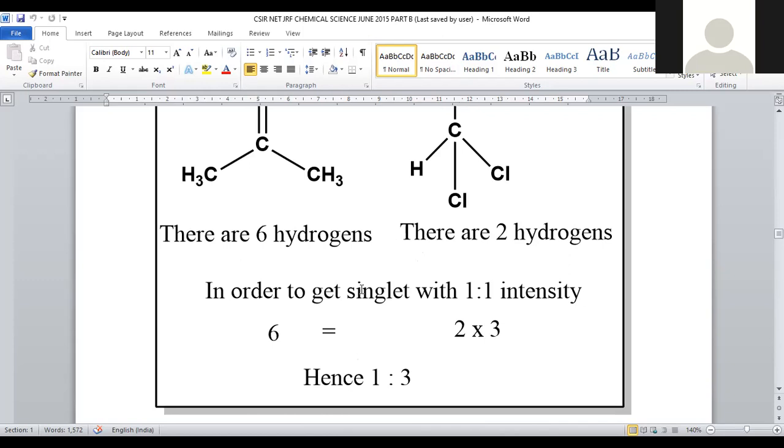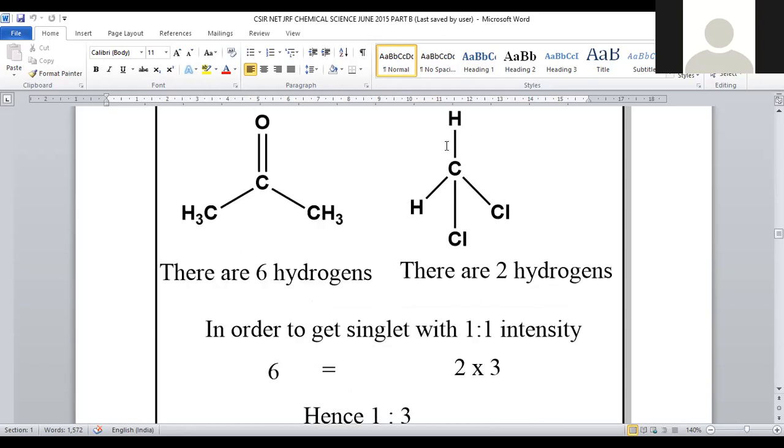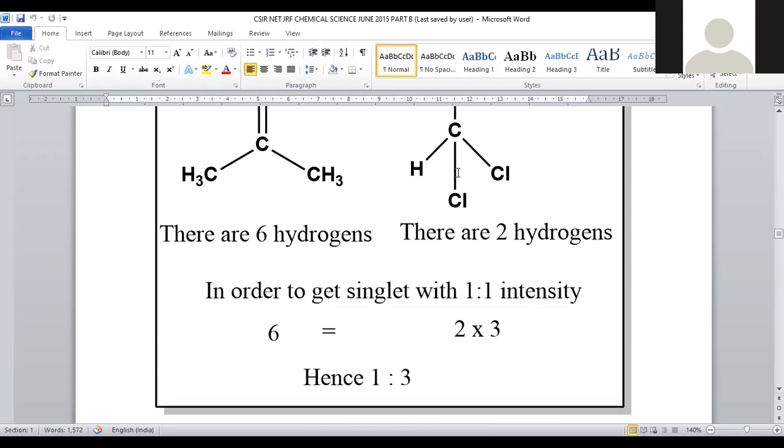What they're asking for, in order to get the equal intensity of 1:1, is that both should give the same intensity. In order to get that, we have to equalize the number of hydrogens. How many hydrogens are present in acetone? Acetone is associated with 6 hydrogens. Then dichloromethane is associated with only 2 hydrogens. Then how can we equalize?